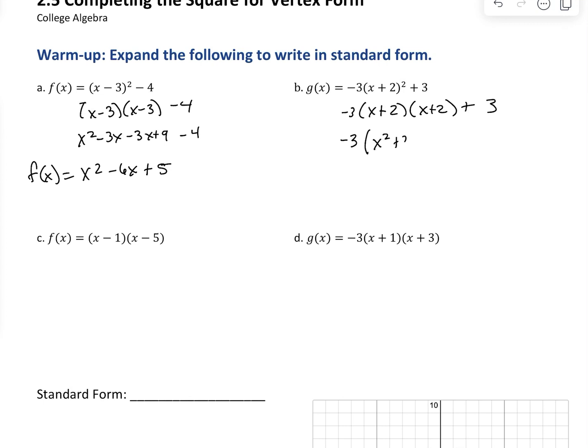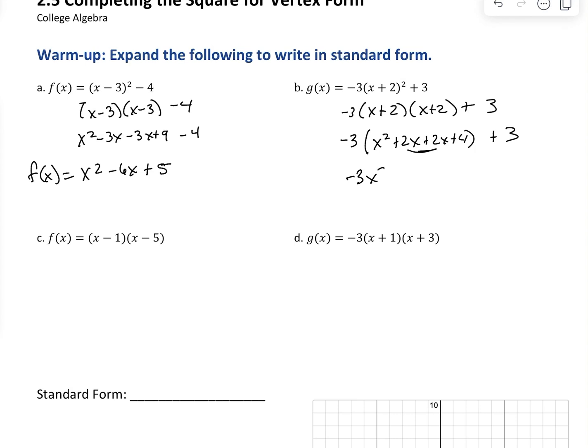So if I distribute the x to both of them, I'll have an x squared plus 2x. And if I distribute the 2 to both of them, I'll have a 2x plus 4. All right, so I can combine these middle terms, but I also am going to multiply that negative 3. I'm going to do this together here.